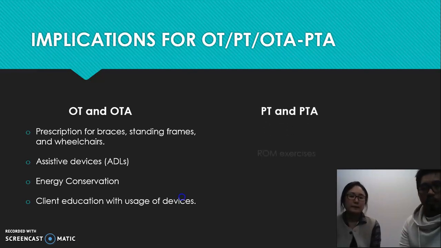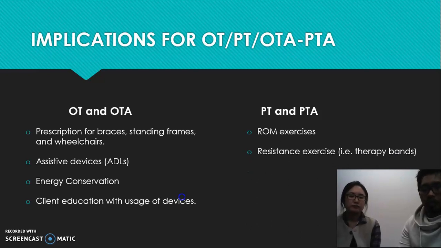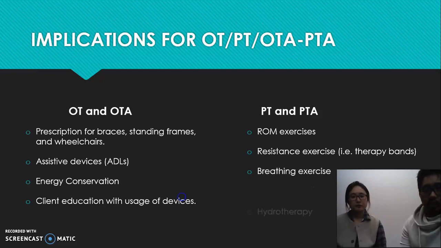For PT and PTA, range of motion exercises to maintain the range of motion of their joints. Resistance exercise. The point is we're not strengthening their muscle, but we have to maintain it, so we can't push them too hard. So we're using TheraBands. Hydrotherapy is useful as well because it reduces the strain on their muscle. Breathing exercises. And like I said before, hydrotherapy is really useful for this population.